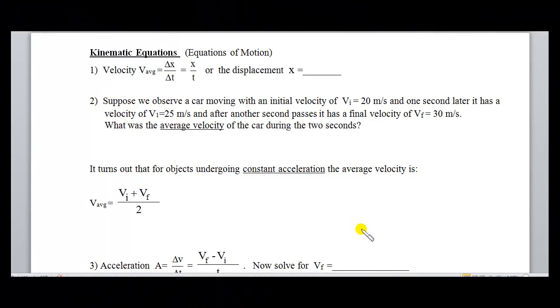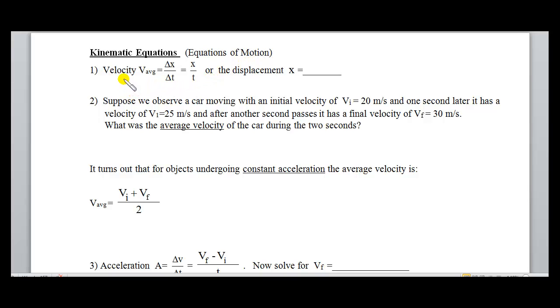Hello, and welcome to another edition of Physics Online, in which today we'll be talking about some very important equations. These are called the kinematic equations, or basically the equations of motion. They're so important that I want you to memorize them because we will be using them throughout the rest of the year. One of them you already know.